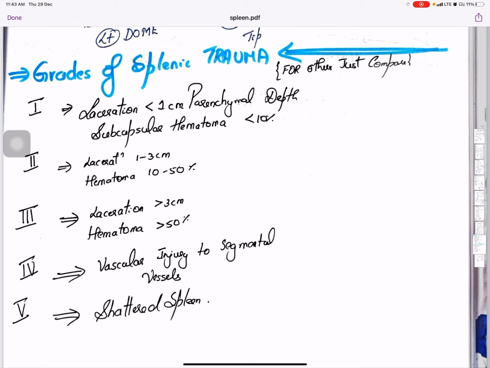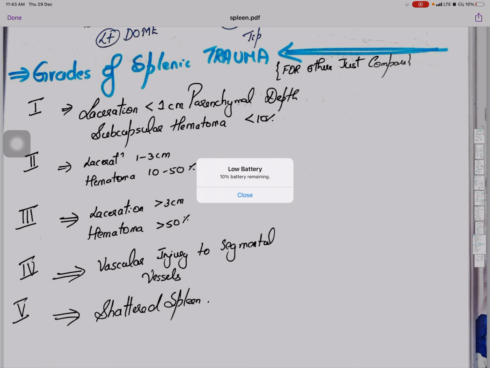Here it is less than 3 centimeter depth. Less than 1 centimeter depth, 1 to 3 centimeter depth, and greater than 3 centimeter depth. Then less than 10% surface hematoma, less than 10% of subscapular surface area, 10 to 15% of subscapular area, greater than 15% of subscapular area, segmental vessel injury. Fine. What is the management?